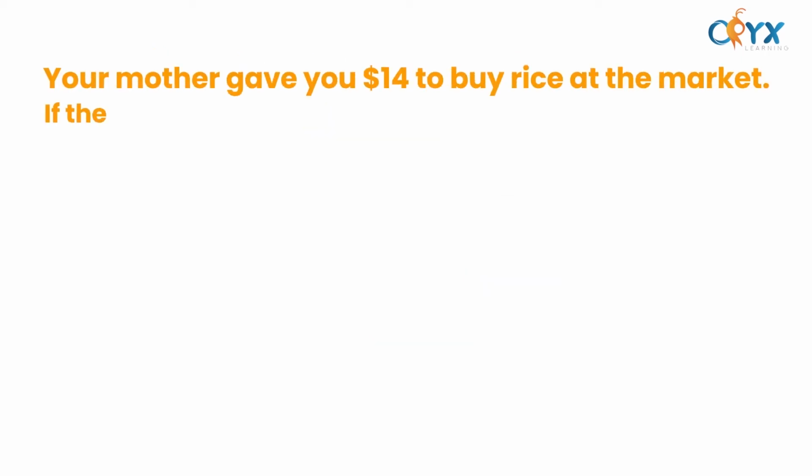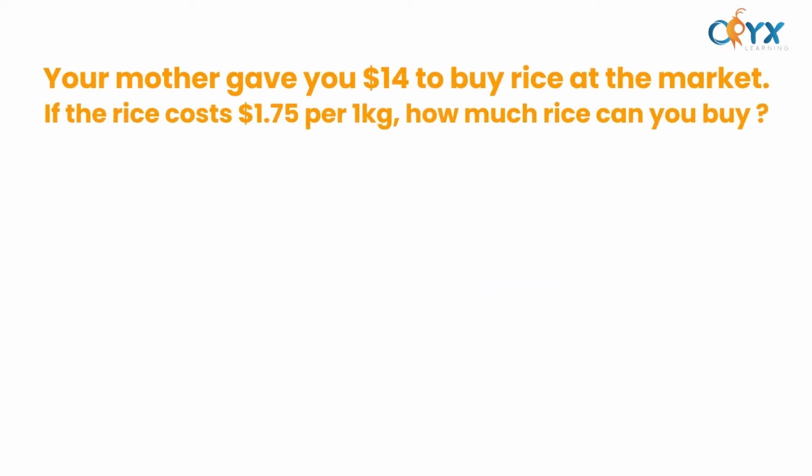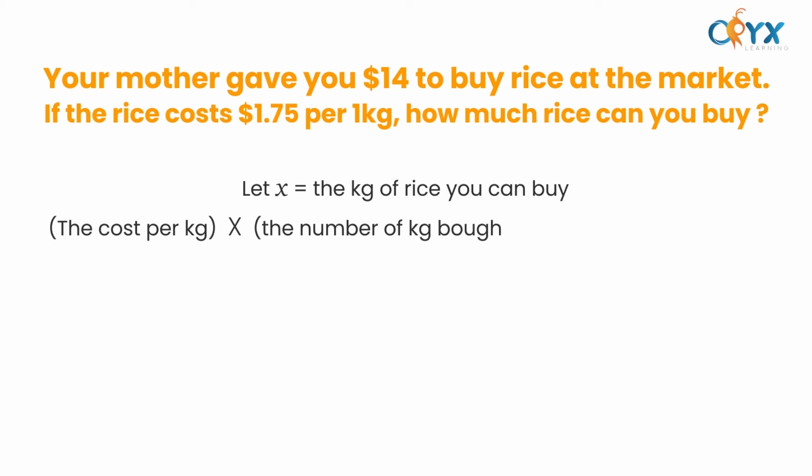All right, your mother gave you $14 to buy rice at the market. If the rice costs $1.75 per 1 kilogram, how much rice can you buy? So let's let x equal the number of kilograms of rice you can buy. Then we'll say the cost per kilogram times the number of kilograms bought will equal the total amount of money that we spend. The cost per kilogram is $1.75. The total amount of money we spend is 14, and the number of kilograms we bought is unknown, so we'll use that variable x that we assigned in the first statement.